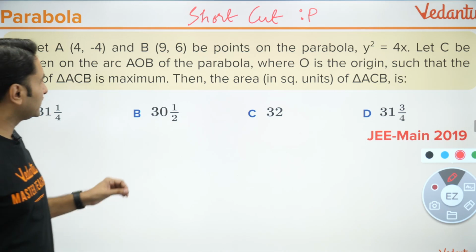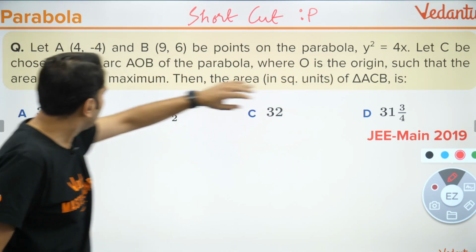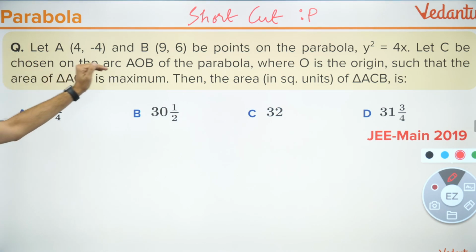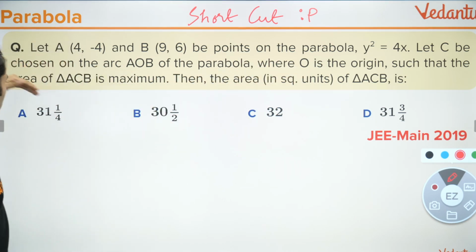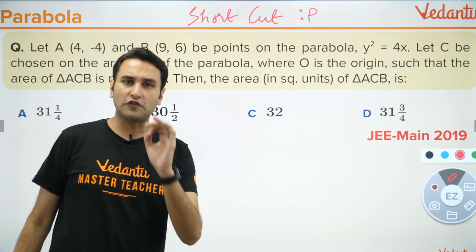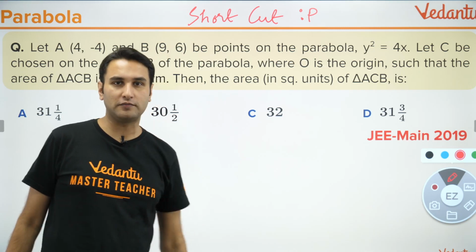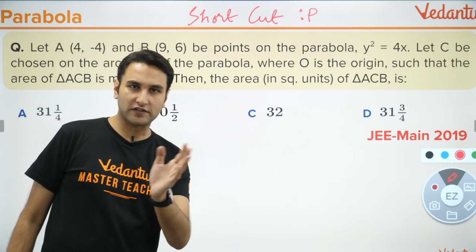ठीक है, आओ देखते हैं इसको. क्या बोल रहा है? 2 points on the parabola. Let C be chosen on the arc AOB of the parabola, where O is the origin, such that the area of triangle ACB is maximum. Actually, it's a very, very nice problem. One of the best problems in parabola that JEE has given, but there is a very interesting shortcut to it.